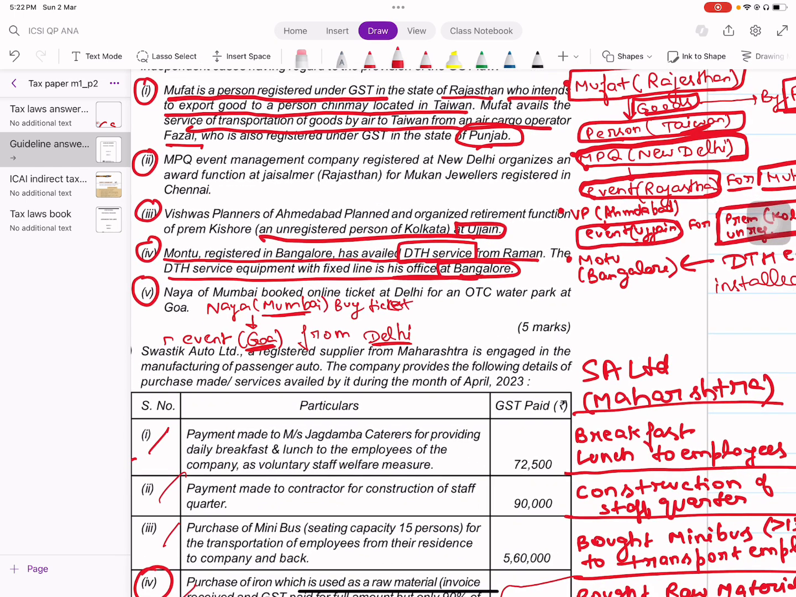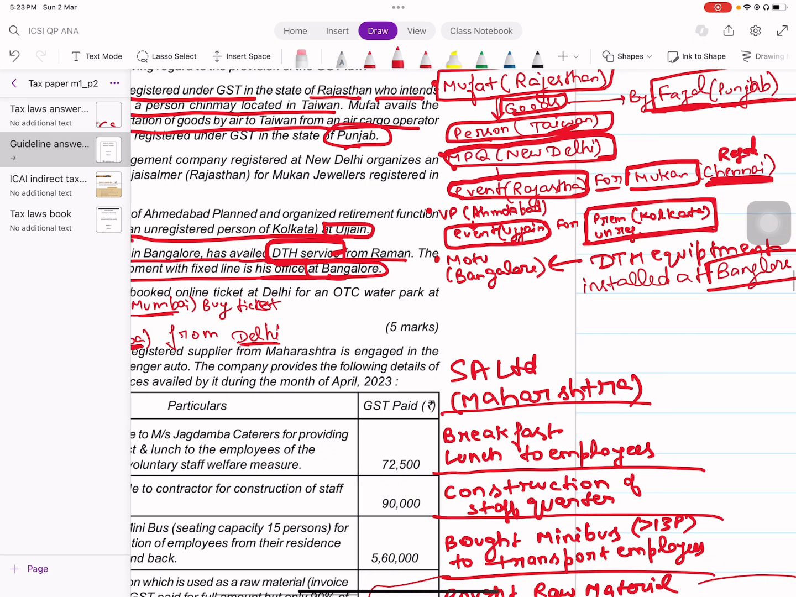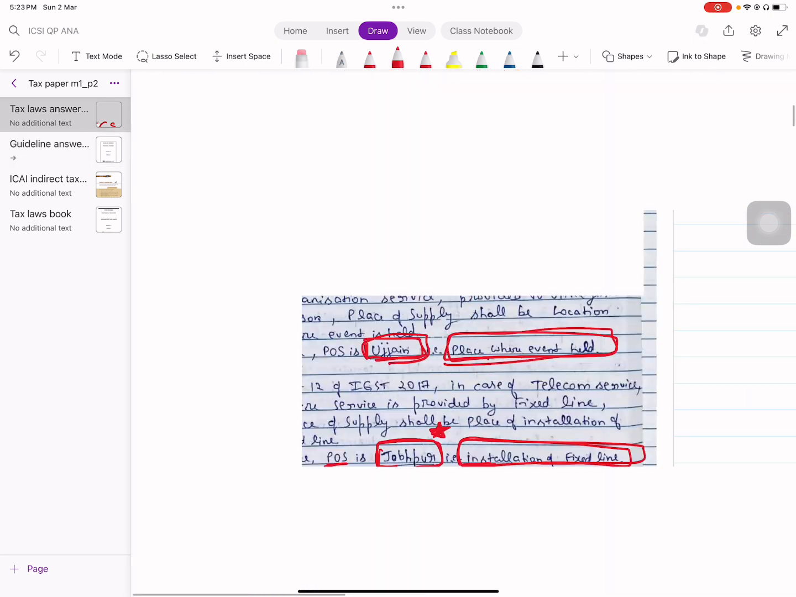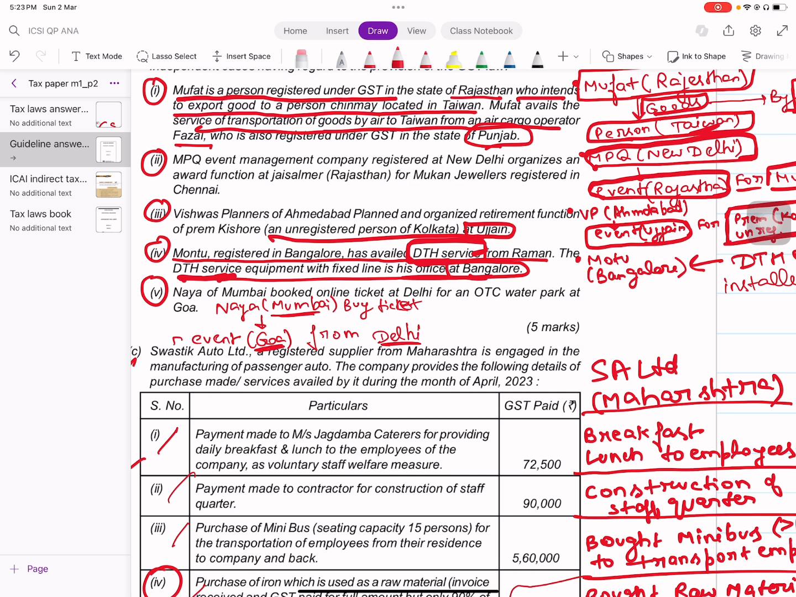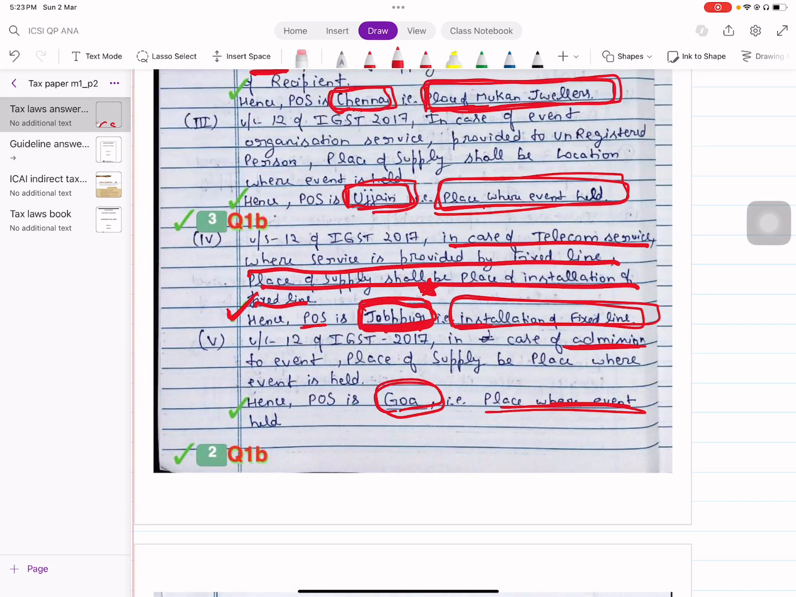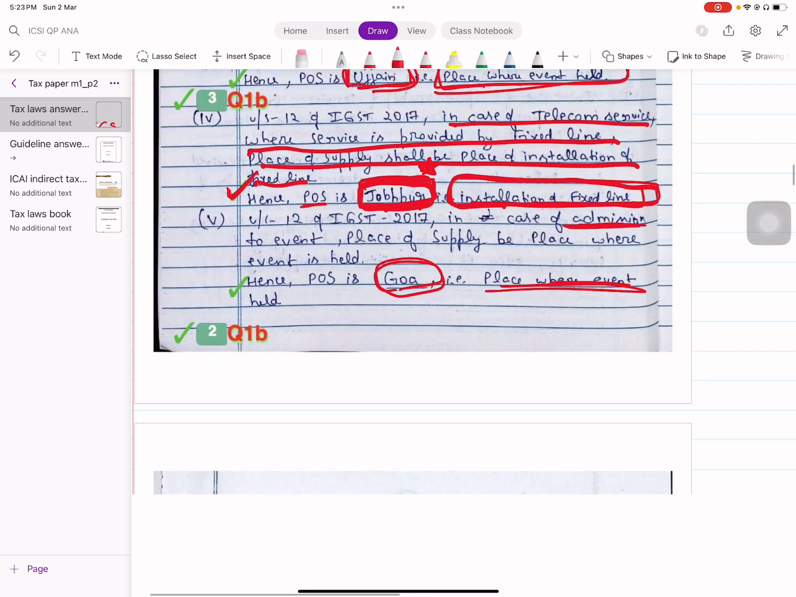Now, Montu, registered in Bangalore, has availed DTH service from Raman. The DTH service equipment with fixed line is at his office in Bangalore. In case of installation of telecom towers, telecom or DTH services, it would be the place where the equipment was installed. Hence, under section 12, in case of telecom service where service is provided by fixed line, the place of supply shall be the place of installation, that is Jodhpur. So, I have mistakenly written Jodhpur, but that should be Bangalore. However, I have correctly written this point, installation at fixed line.